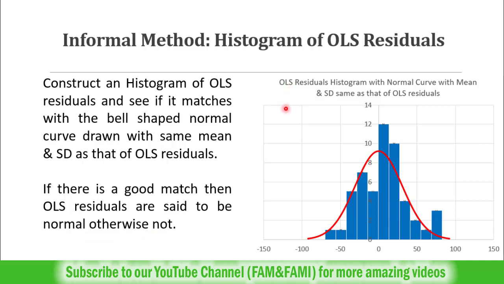This figure shows the OLS residuals histogram with a normal curve with the same mean and same standard deviation as that of the OLS residuals. The red line is the normal curve with mean equal to the mean of OLS residuals and standard deviation equal to the standard deviation of OLS residuals. And the histogram is represented by these blue bars. Roughly speaking, there is a good match between the residuals histogram and the normal density curve. However, there is a slight mismatch at this peak. The peak of the histogram is somewhat higher than the peak of the normal curve. The right-hand side also shows some mismatch, but overall there is a good match between the two.